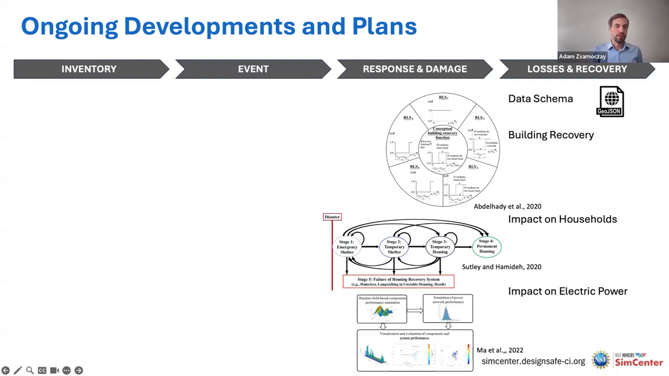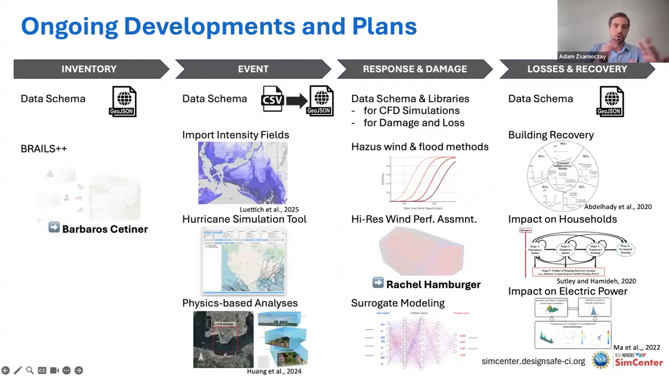We are working with Elena Sutley to bring in her household displacement model. And we are also exploring the impact on electric power networks and want to allow people to do studies of these interdependent effects using a simple electric power performance model. So all of these come together into this set of features that we plan for the next couple of months.